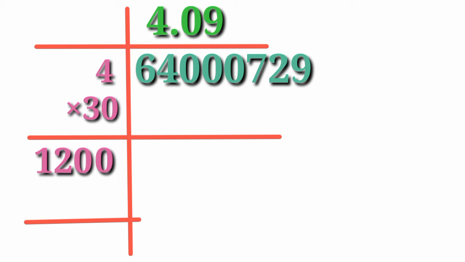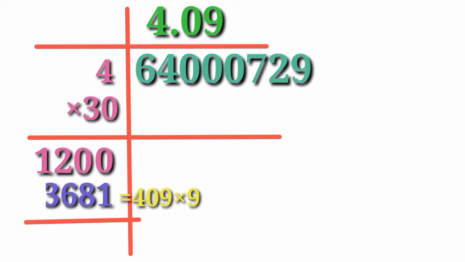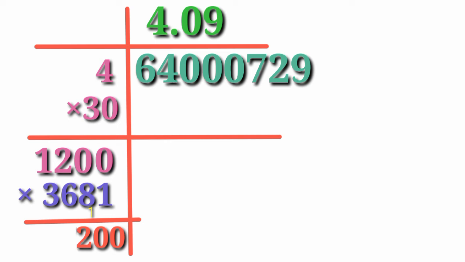1200. Now we multiply by 9. 9 into 9 is 81 and 9 into 4 is 36. This value is multiplied by 1200. Take 2 0. 12 into 1 is 12. Carry 1. 12 into 8 is 96 plus 1 is 97. Carry 9. 12 into 6 is 72 plus 9 is equal to 81. Carry 8. 12 into 3 is 36 plus 8 is 44.